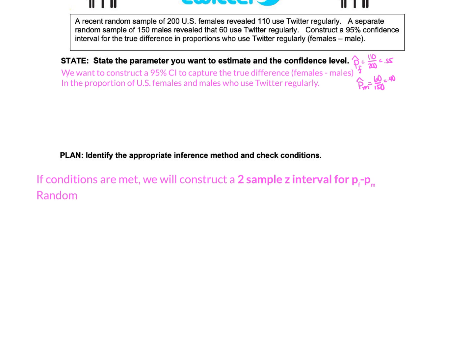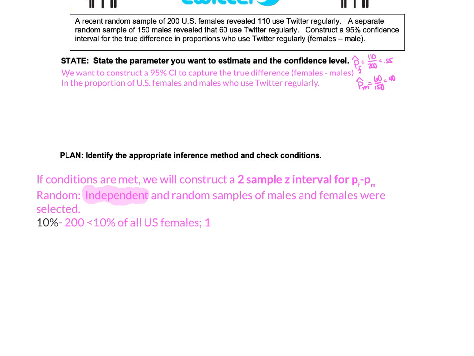So my first condition is that we need to have random and independent samples. It is new for us to have to really specify that our samples are independent of one another, okay? So you can't be both male and female here. Next, we have the 10% condition, where 200 is less than 10% of all US females and 150 is less than 10% of all US males. We need to show that 10% condition because we are sampling without replacement from a finite population. Lastly, our large counts condition to prove that we can use a normal distribution to calculate our z-star.